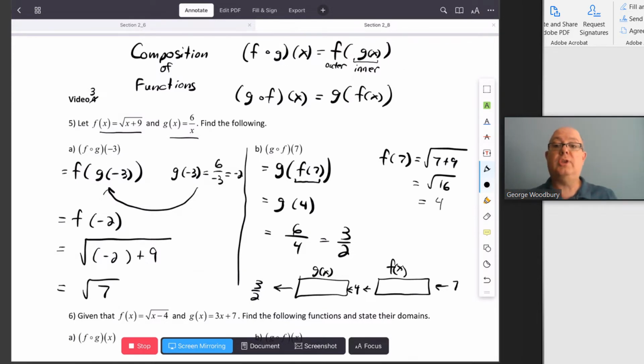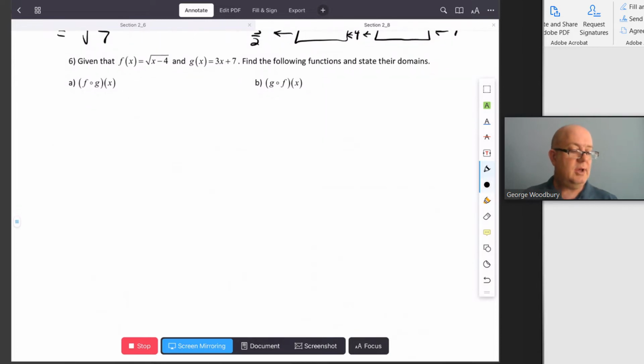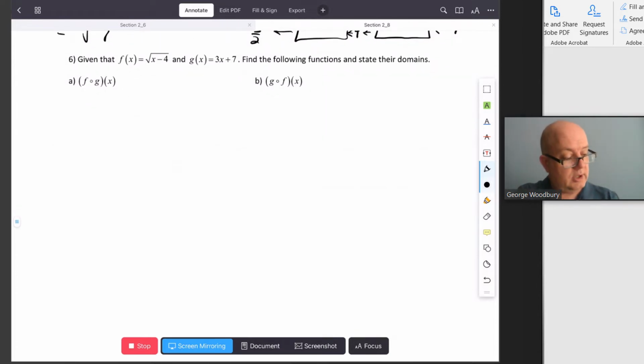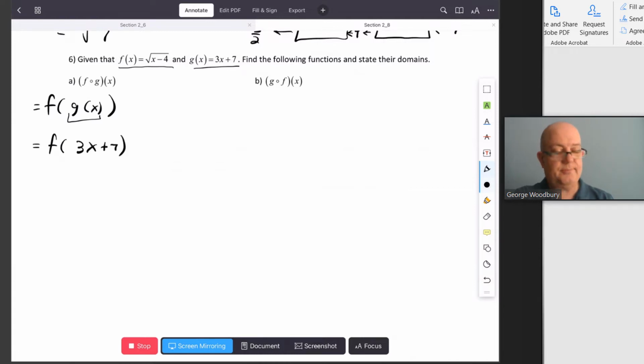Now that we've done it using values, we're going to do it using a general variable x instead. So now we're going to work with the formulas rather than substituting along the way. This time, f of x equals the square root of x minus 4, and g of x equals 3x plus 7. And I want to find f of g of x, so I'm going to start by writing that as f of g of x. I'm going to replace g of x by its formula, so that's f of 3x plus 7.